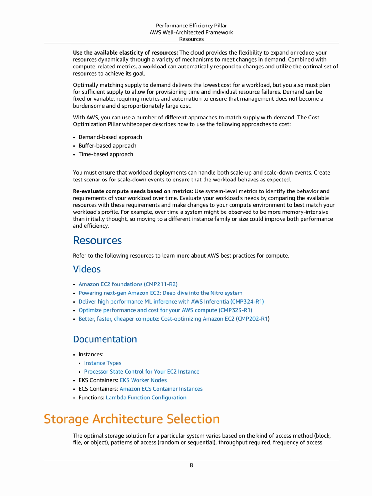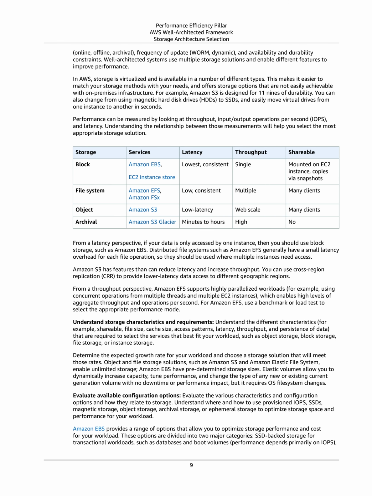Storage architecture selection. The optimal storage solution for a particular system varies based on the kind of access method (block, file, or object), patterns of access (random or sequential), throughput required, frequency of access (online, offline, archival), frequency of update (WORM, dynamic), and availability and durability constraints. Well-architected systems use multiple storage solutions and enable different features to improve performance.